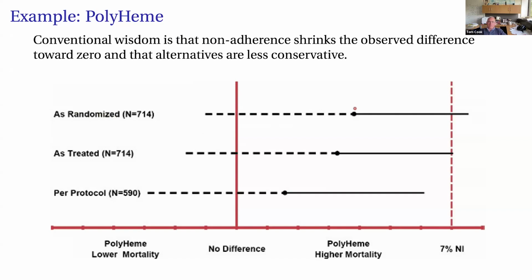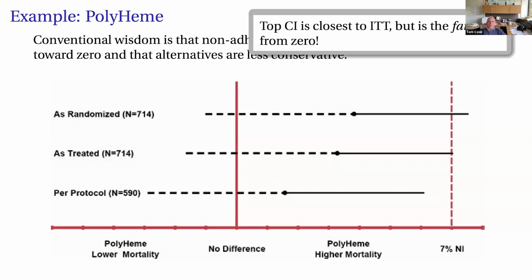the difference between arms is much larger than the difference between arms when you look at either as treated, meaning we switch people into the group based on what they actually received, or the so-called per protocol, in which you exclude people who didn't receive the treatment that they were expected to have. So the conventional wisdom that says that ITT is more conservative, in the sense that it shrinks the observed difference towards zero, is simply false in this particular example. And because we know that the other alternatives reintroduce confounding, they have no credibility with respect to inferring causation.